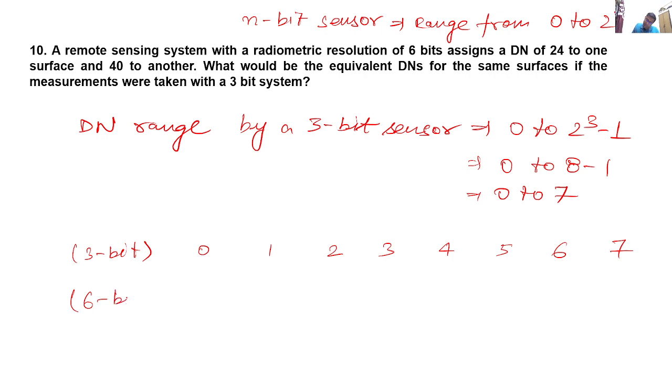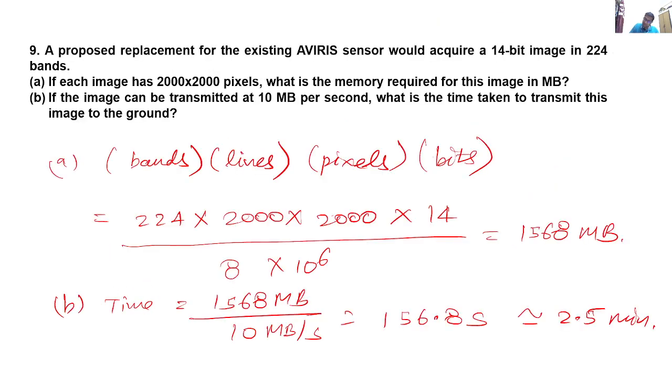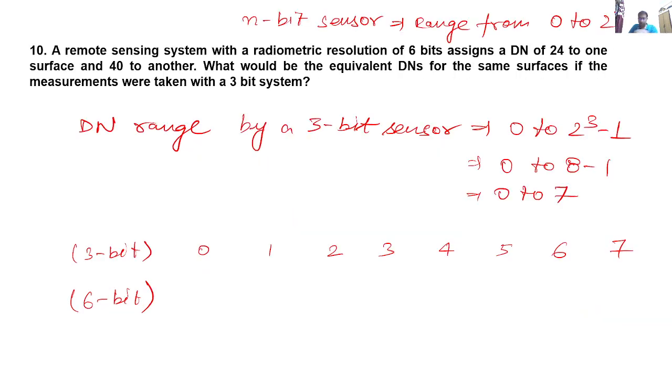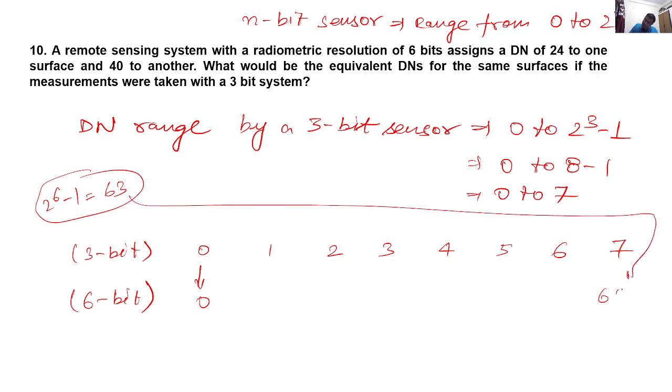What would be the DN value for a 6-bit sensor? For 0, the lowermost DN value for any radiometric resolution is always 0. So the highest value for a 6-bit sensor is 2 to the power 6 minus 1, which is equal to 64 minus 1, which is 63. So you put it here, it would be 63. Now you have to fill the gaps.